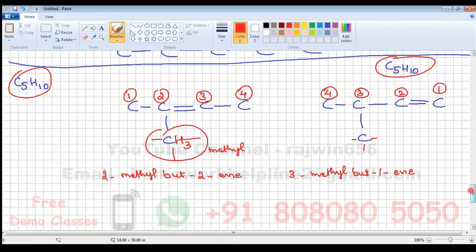Now I'm just going to do it the other way around. I'll give you the structure, you give me the IUPAC name of that particular compound. So I just wanted to ask, is hex-2-yne possible? Yes, obviously. Hex-1-yne, hex-2-yne, hex-3-yne are possible. Hex-4-yne is not possible, because then you will start counting from the other side.